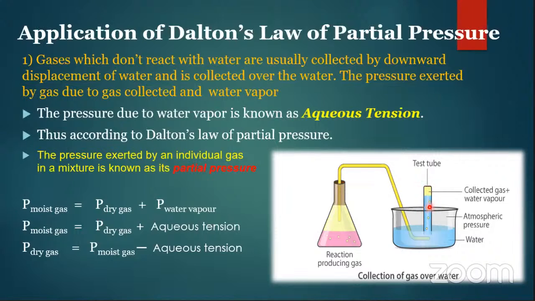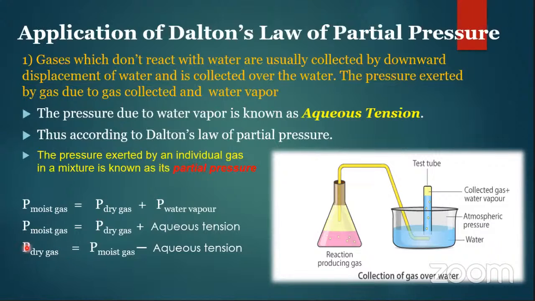So whose pressure is it? It is the pressure of the water vapor from this water. From this water, water is evaporated and water vapor is created. Water vapor is nothing but gas. That gas will exert pressure on the walls of the container. That is nothing but aqueous tension. Tension is nothing but pressure here. Aqueous tension, water tension, water pressure, aqueous pressure. Okay, aqueous tension. So now, how is it useful to calculate the pressure of a dry gas?